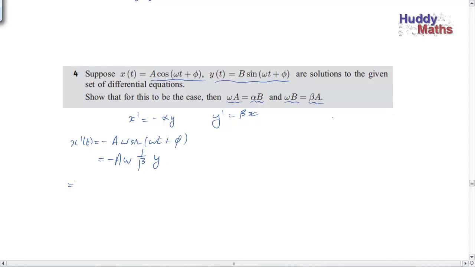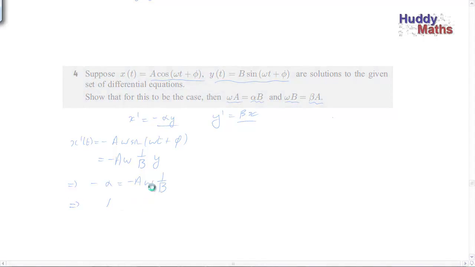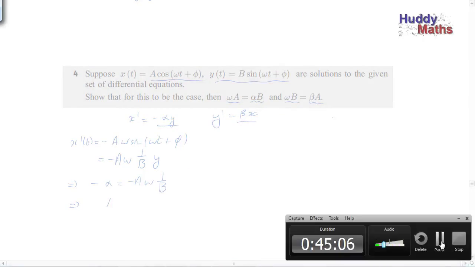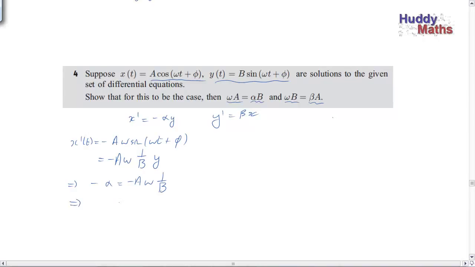That implies now that negative alpha equals negative A omega times 1 on B. Sorry, I put beta there and I meant B there. We're pinching bits from both of these now. Sorry about that little glitch. Let's go back and do it again here. So alpha equals A omega times 1 on B, and that implies that B times alpha equals A omega. So that's one thing that we're asked to show as required.